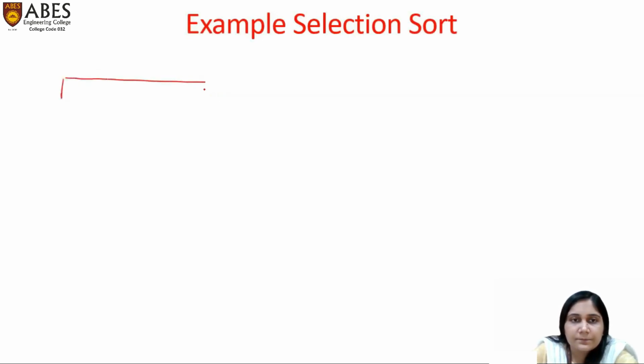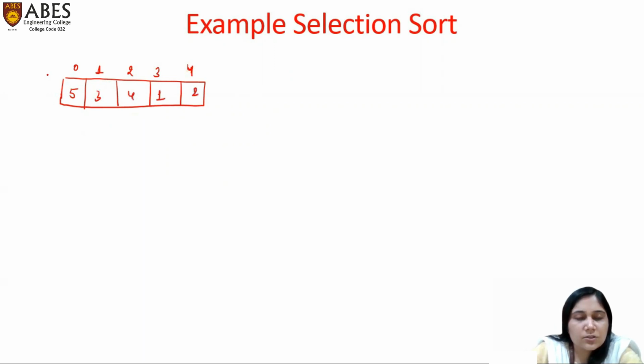Suppose we have an array of n elements. Suppose this is an array. I have taken an array of 5 elements, and my array is 5, 3, 4, 1, and 2. This is my array. Okay.